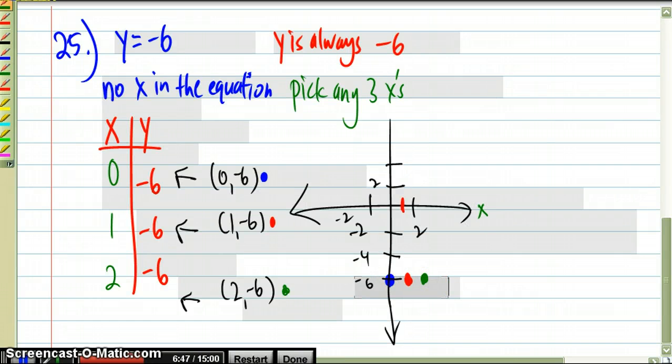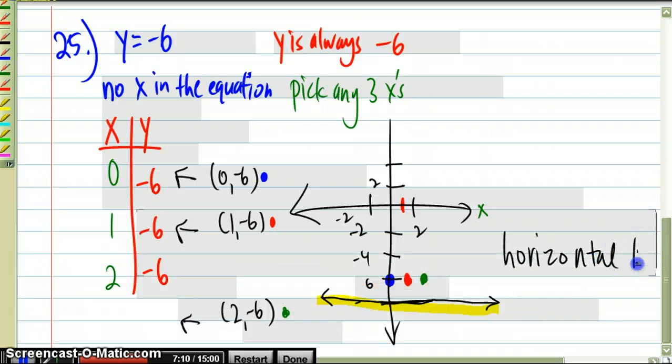What I'm starting to see is as I go to connect these 3, I'm going to extend my line again, draw arrows. The graph that I get, I'm going to highlight that, is this line. And this line is the graph for y equals -6. It is a horizontal line.